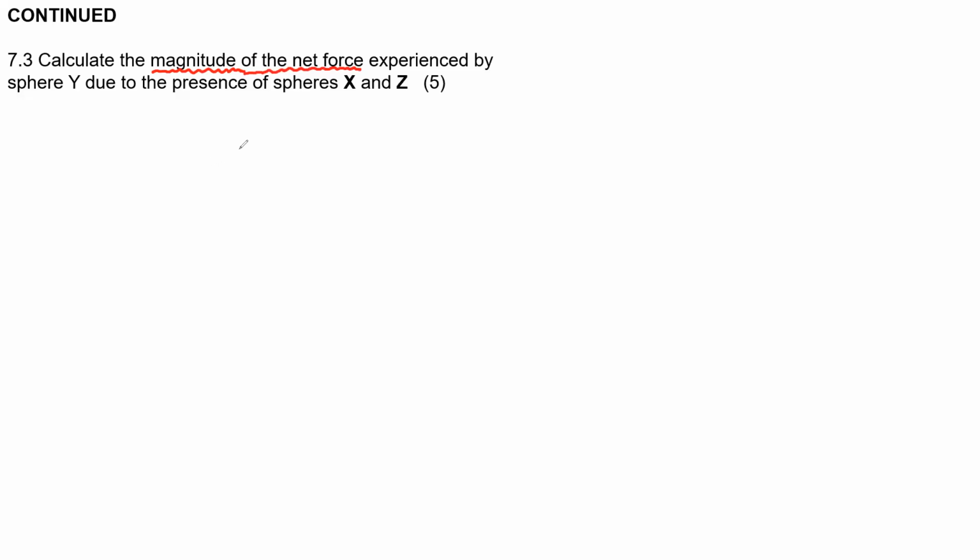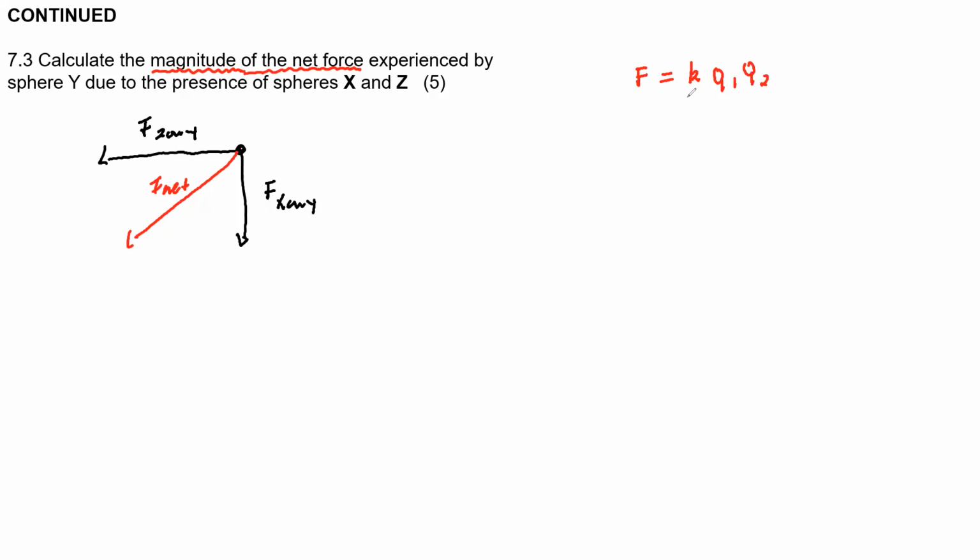Our free body diagram, again, looks something like this. So that's the force that Z exerts on Y, and down here is the force that X exerts on Y. And we know that the resultant force or the net force is this one here, which is F net, as you can see. Now, we need to do some mathematics here. As a formula, you will know that force is equal to K Q1 Q2 over R squared. Please always write this because you get a mark for writing a formula.